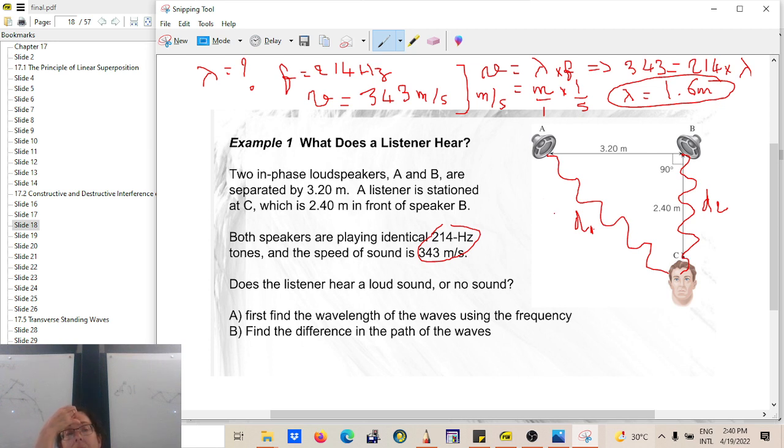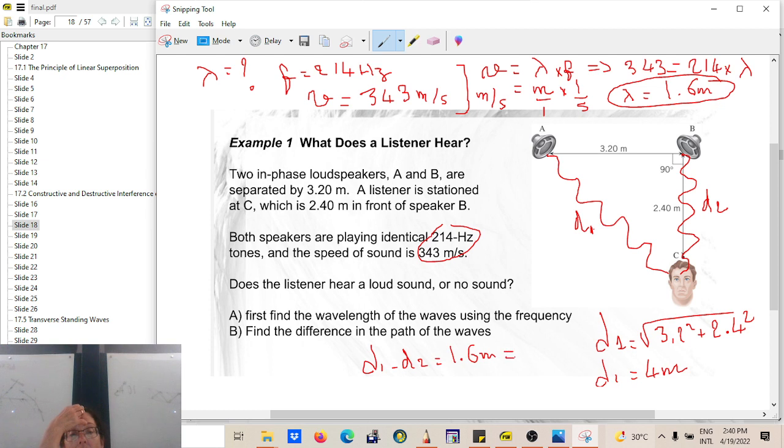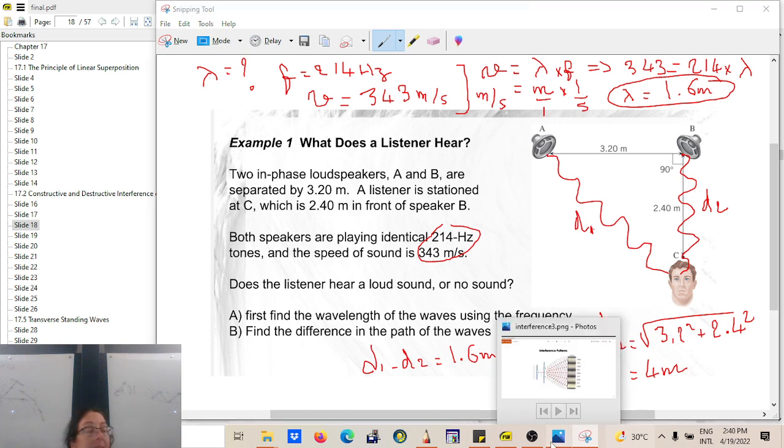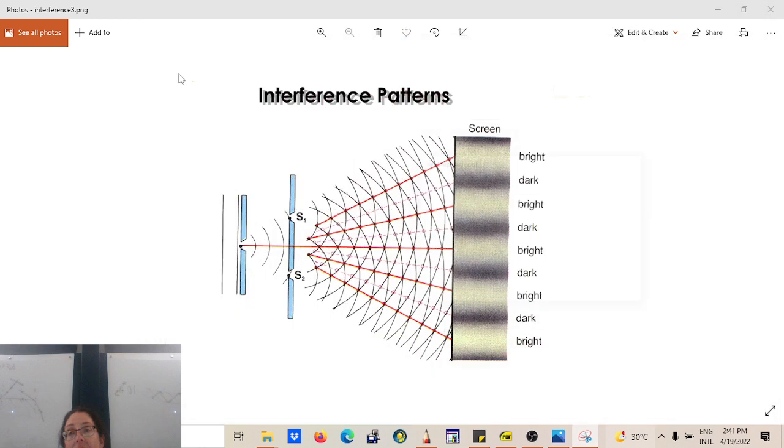or just one wavelength. Okay, so how can you find D1? Pythagorean theorem, very good. How much is that? It's 4. You sure? Yeah. Okay, 4. So let's find D1 minus D2. Ah, it's 1.6, okay. So what is that? One wavelength or half a wavelength? One wavelength. So is it constructive or destructive? Constructive, okay? If it was half a wavelength, destructive. 1.5 wavelength, destructive. 2.5 wavelength, destructive. Okay? Is that clear? Are you with me on that? Okay, cool. So you can do the same thing with that and understand the math, right?